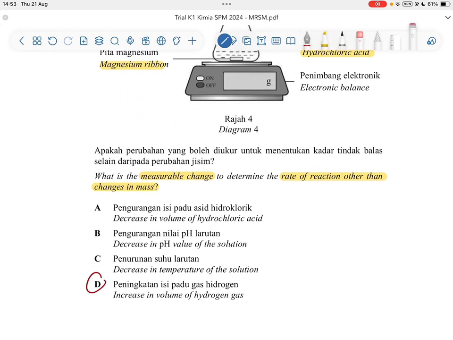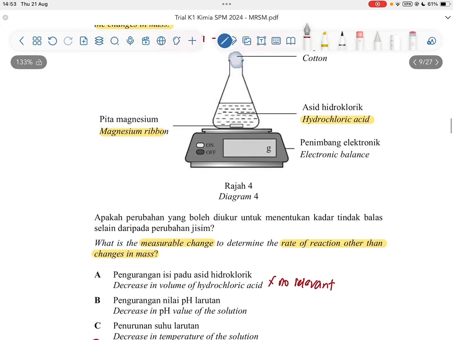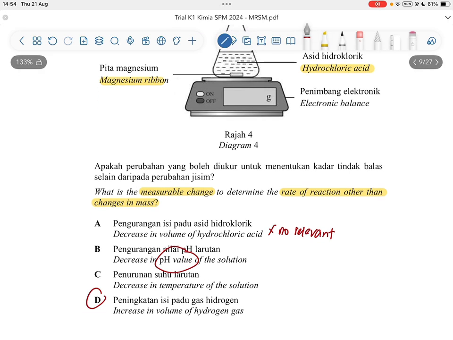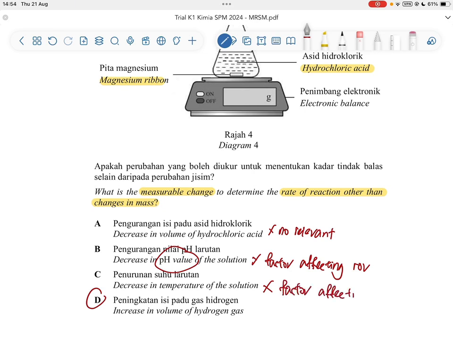A. Decrease in volume of hydrochloric acid. This is not the answer, not relevant. Decrease in the pH value of the solution, meaning that it changes if you decrease the pH value of the solution. Okay. This is actually the factor, right? Factor affecting the rate of reaction. So this is not the measurable change. Decrease in the temperature. This is also not really something that can be calculated. This is also a factor affecting the rate of reaction.